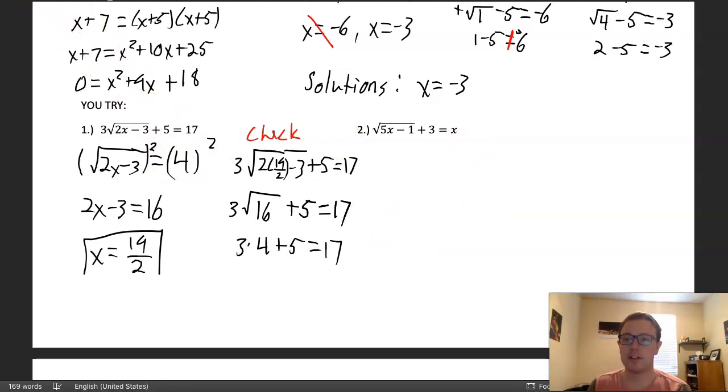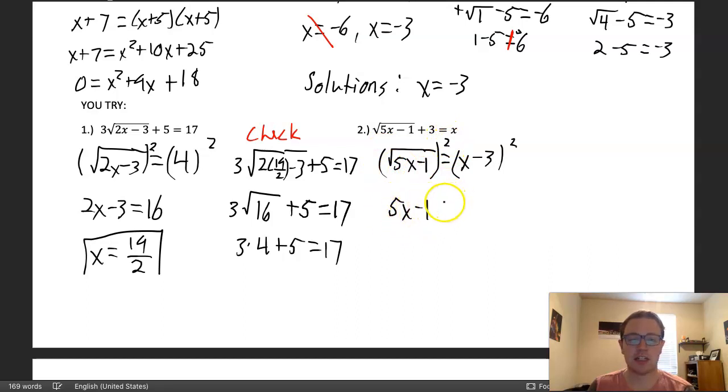Now when we solve, the first step we need to do is isolate the square root. So when we do that, that leaves us with the square root of 5x minus 1 is equal to x minus 3. And now to get rid of that square root, we're going to square both sides. Squaring a square root will cancel those out, so we have 5x minus 1. And then we have x minus 3 squared here, so we're going to expand that. That should become x squared minus 6x plus 9.